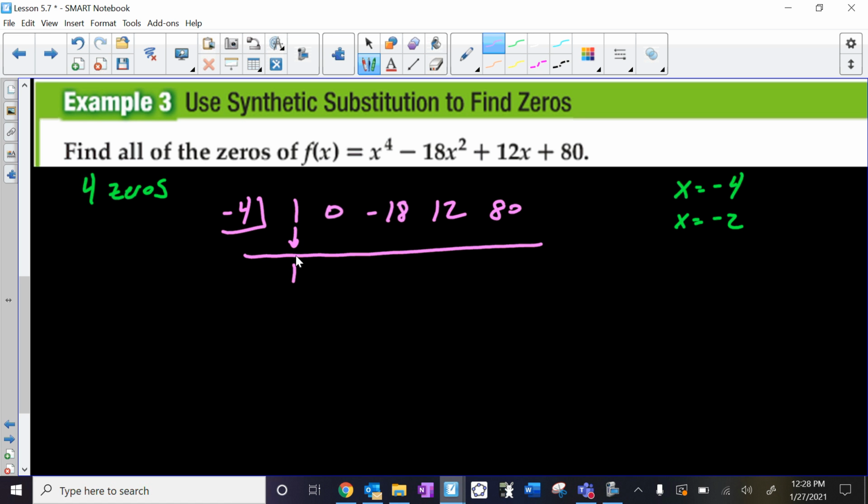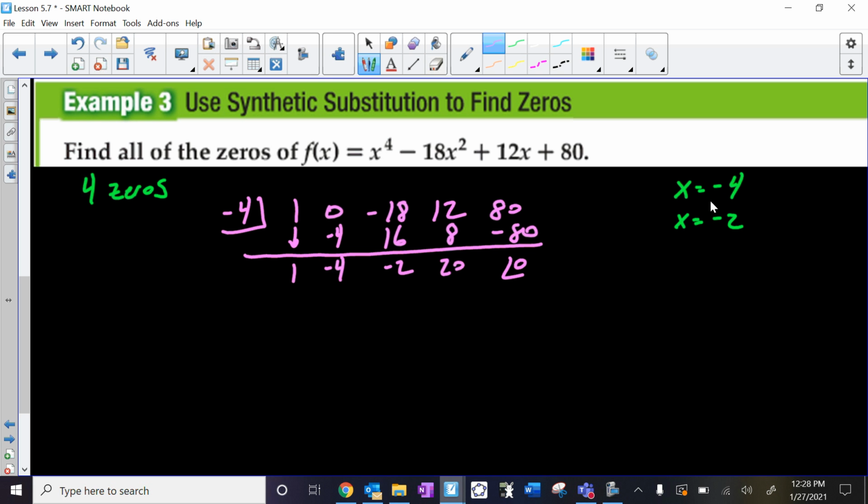Here we go. Drop the 1. That'll give us -4. 0 plus -4 is -4. Multiply, that's 16. Add, that's -2. Multiply, that gets us 8. Add, that's 20. Multiply, that's -80.